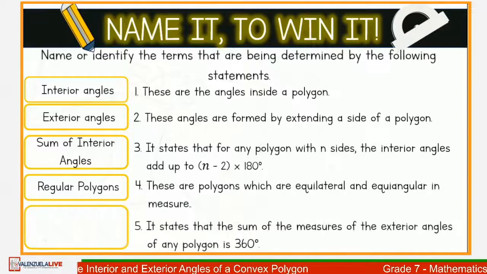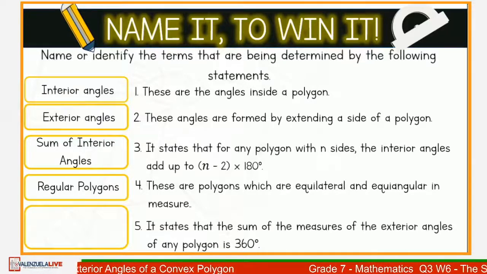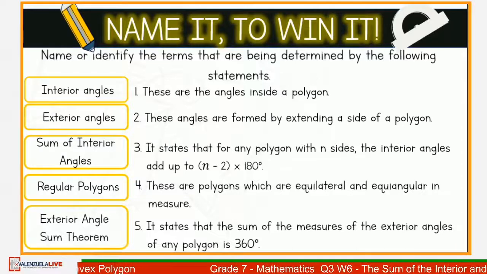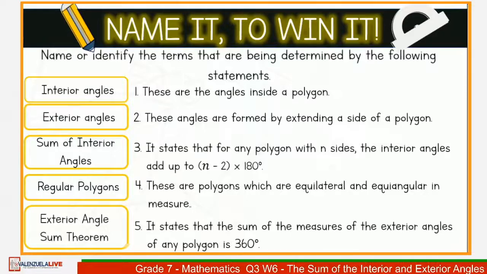Finally, for our question number 5, it states that the sum of the measures of the exterior angles of any polygon is 360 degrees. Correct. The answer is exterior angle sum theorem. So how was that? Did you answer them all correctly? Great job!